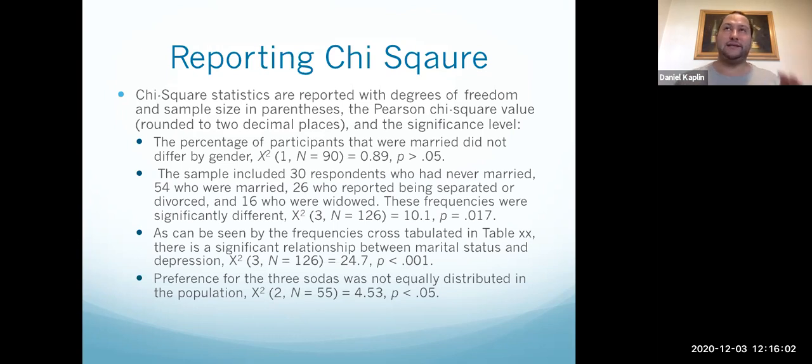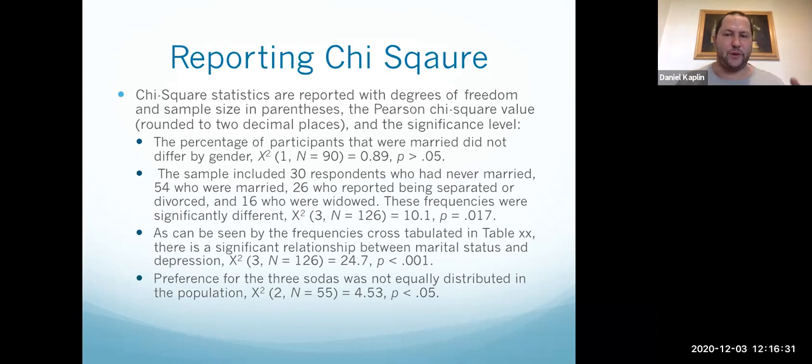So a chi-square is typically done for nominal data. That is when we're looking at categorical differences. And the data is measured in frequency or percent rather than means and standard deviations. So here would be how you would write different chi-squares.